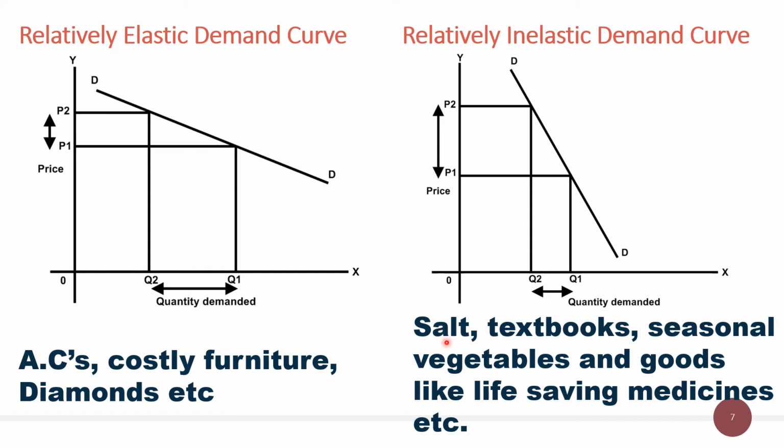Just take the example of salt. If the price of salt increases to a large extent, how will we react? Will we demand less salt? We will continue to demand salt, but perhaps the demand will fall by a small amount. So a big change in price brings about a small change in quantity demanded. The same will be for the case of other necessary goods.